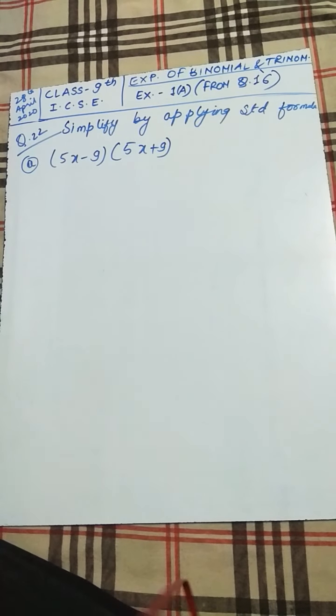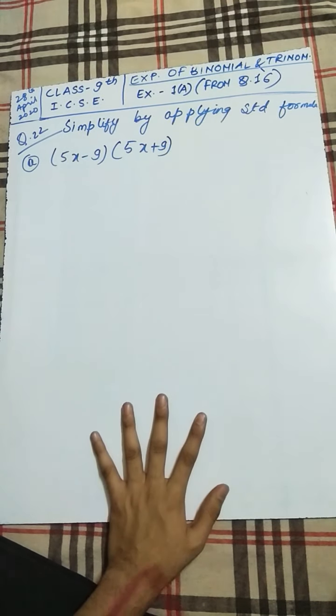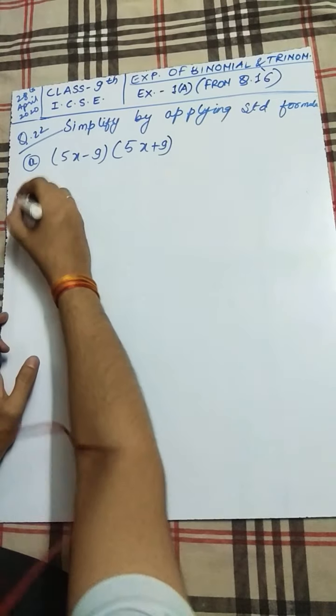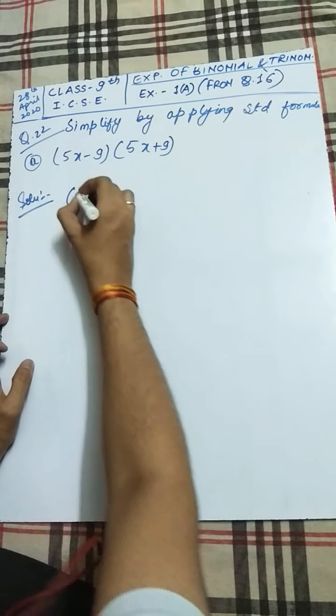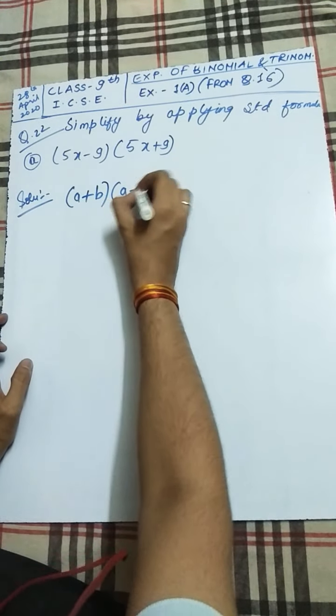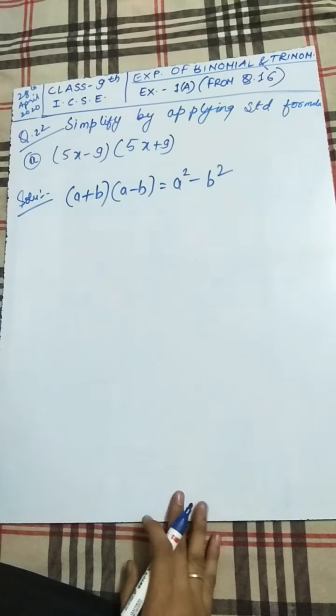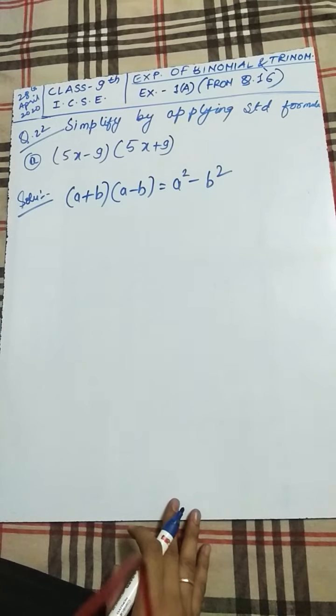Now let us come to the 22nd question. See, 21st question, as I can see that it is very easy and you can easily solve it if you have understood 17, 18, 19 and 20 questions. So 21 is very easy, you can do that question. I'm doing 22nd, which says simplify by applying the standard formula, and that standard formula is (a plus b)(a minus b). What is (a plus b)(a minus b)? A square minus b square. So we are going to use that formula here.